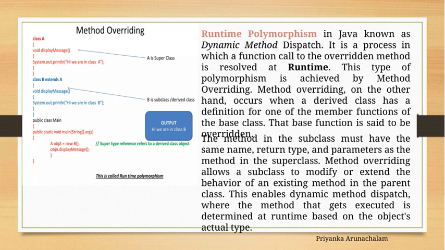By overriding methods, subclasses can modify or extend the behavior of existing methods in the parent class. This is powerful because it allows objects to behave differently based on their actual type, even when they are referenced through a superclass type. This capability is what enables dynamic method dispatch, where the method that gets executed is determined at runtime, based on the actual type of the object, not the reference.